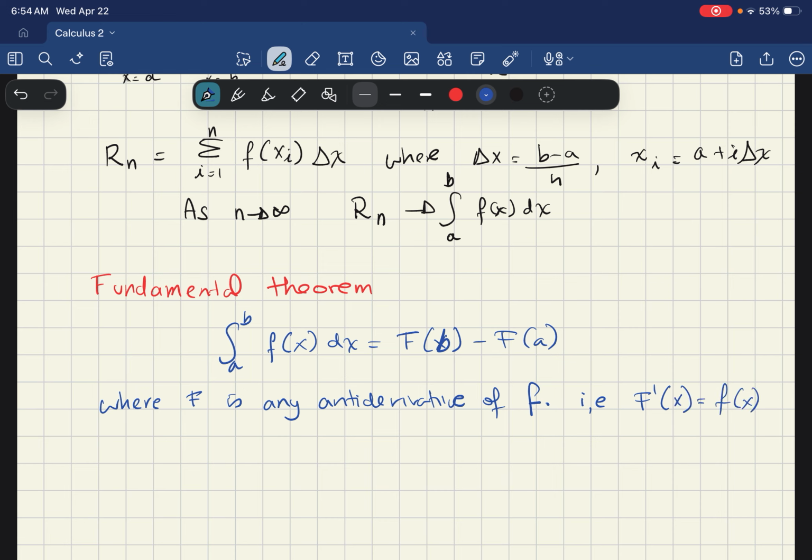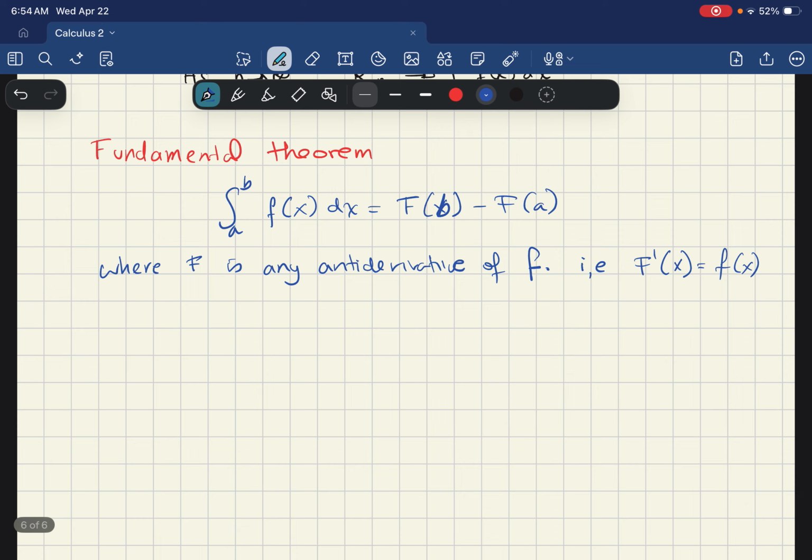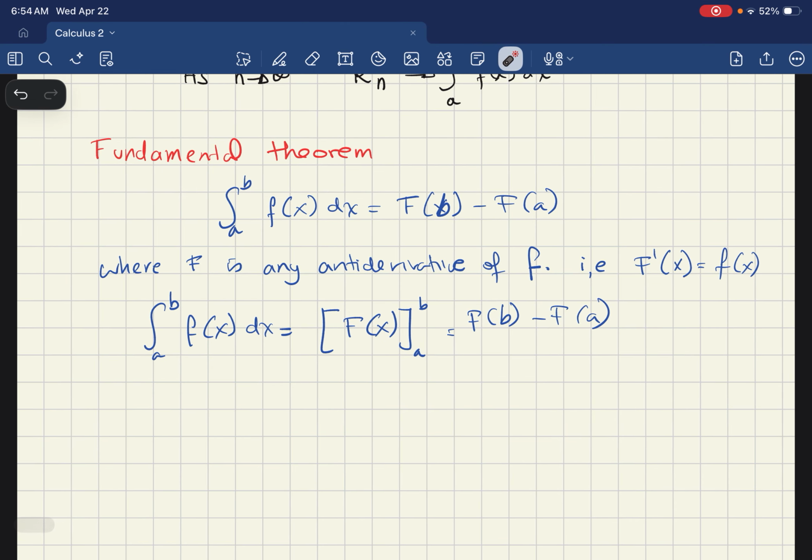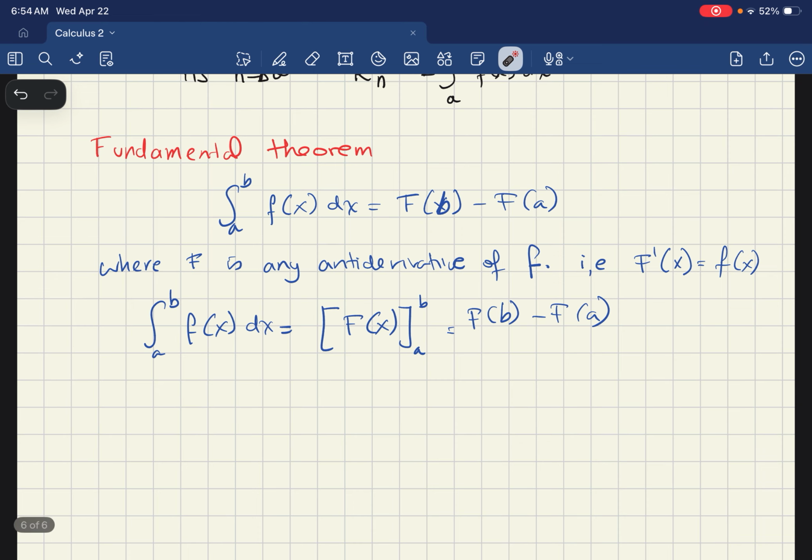To actually do the computation, the integral from a to b of f of x dx is equal to... we have to integrate, then evaluate from a to b. So it's F of b minus F of a. This is what it means. The bracket notation right here is just shorthand for saying evaluate F at the top limit, then subtract F at the bottom limit.